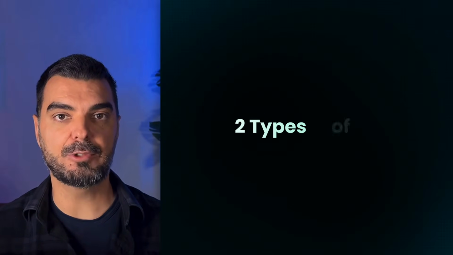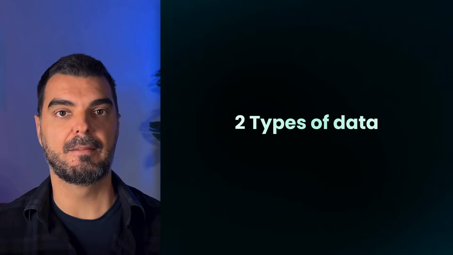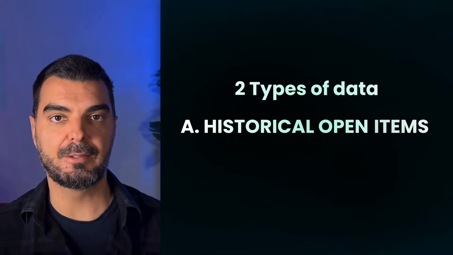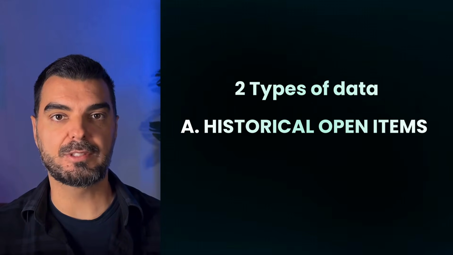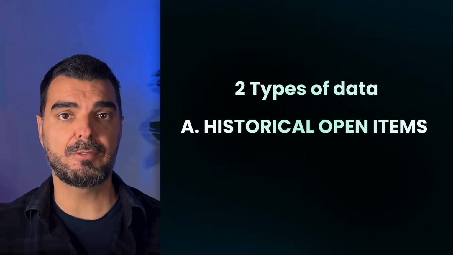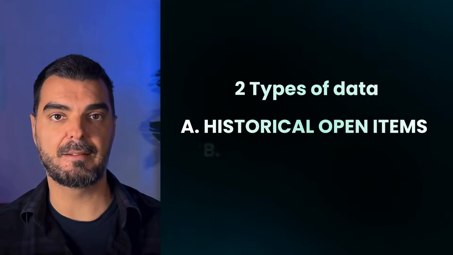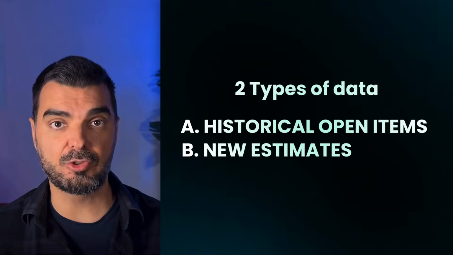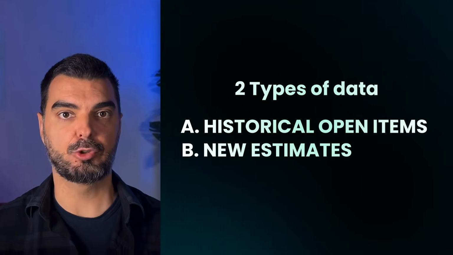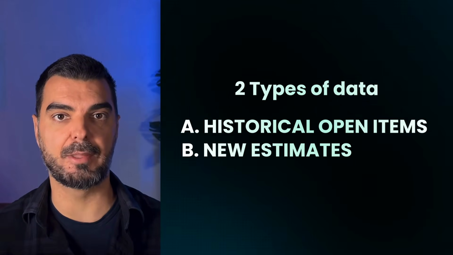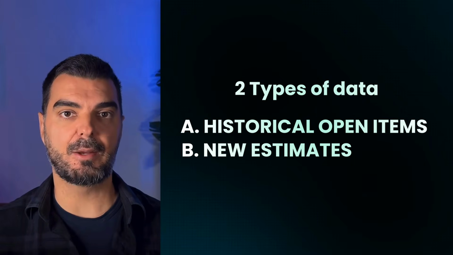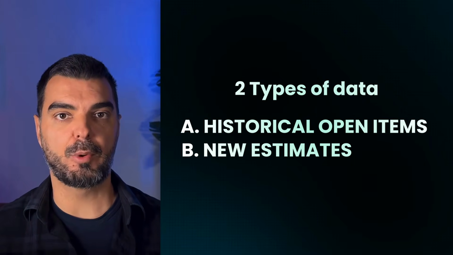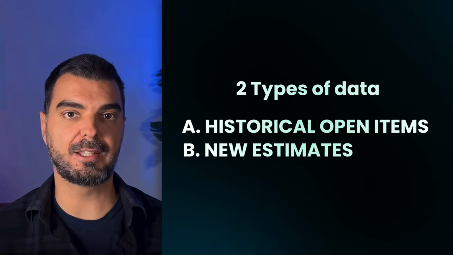You'll see two types of data feeding this engine. First, historical open items, the receivables and payables that already exist and have specific due dates in the future. Second, new estimates, future inflows and outflows tied to new sales, purchases, regular monthly expenses, payroll, and any one-off costs. If we feed Claude both streams in a structured way, it can do the allocation and timing work for us.